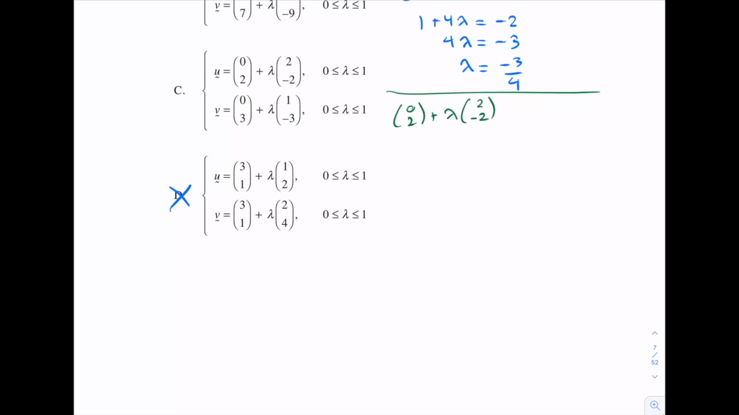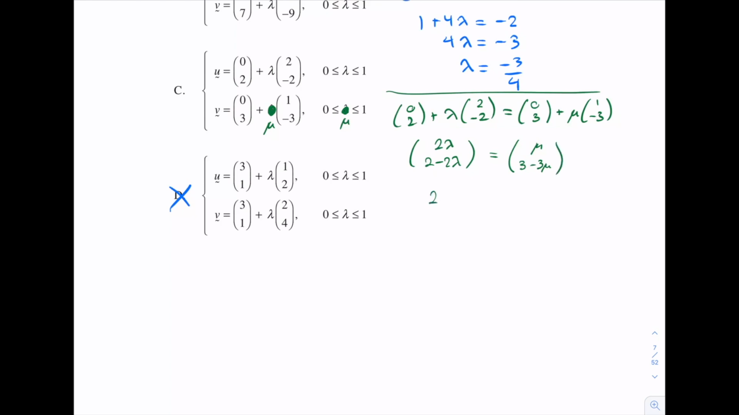(2, -2). I'm going to do the same thing. I'm going to rewrite this as a lambda. Maybe you'd like to see what happens if we use lambda for both of them, and you'll see that we're not going to get simultaneous equations, really. Plus mu times (1, -3). Combining, we get 2 lambda and 2 minus 2 lambda, and that's equal to mu and 3 minus 3 mu.